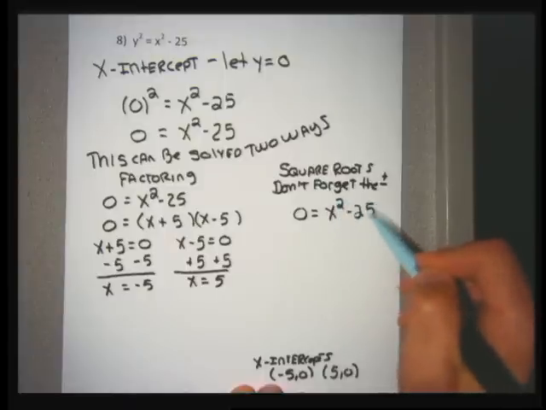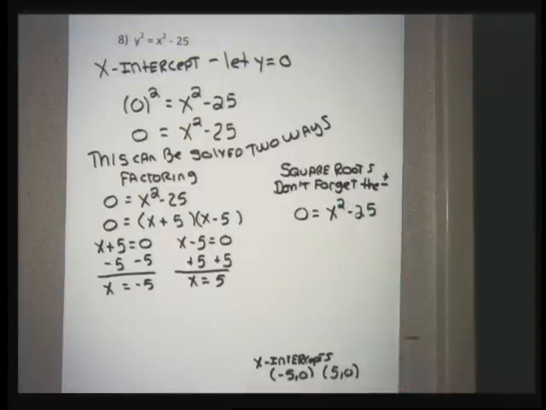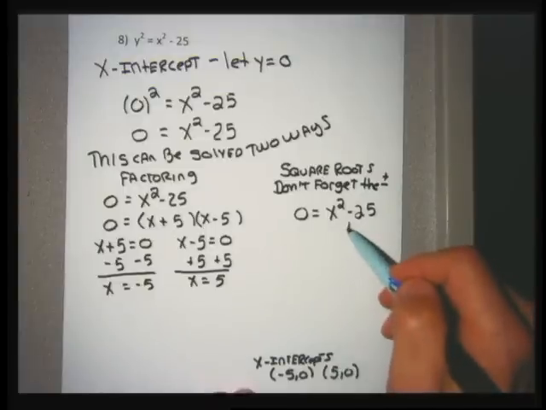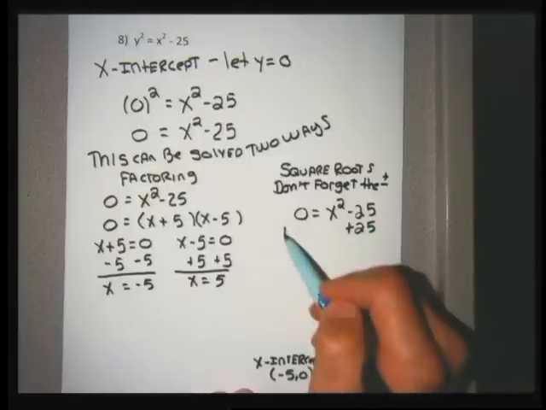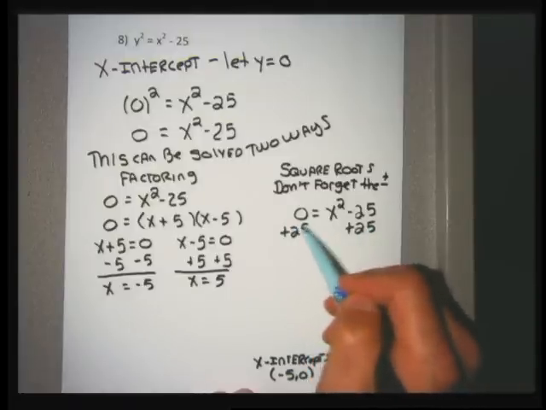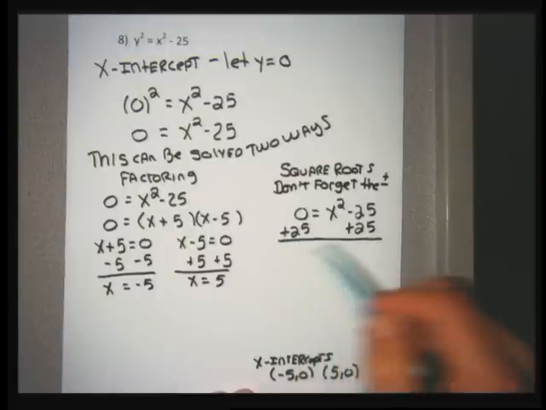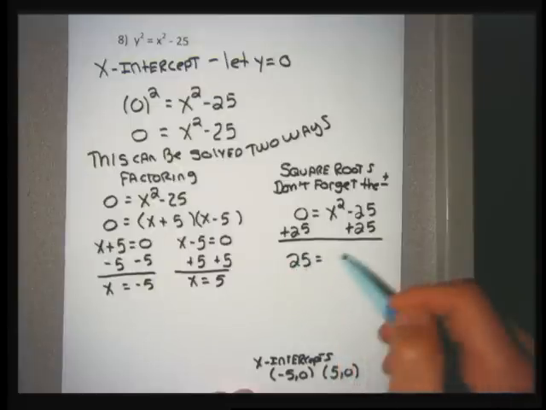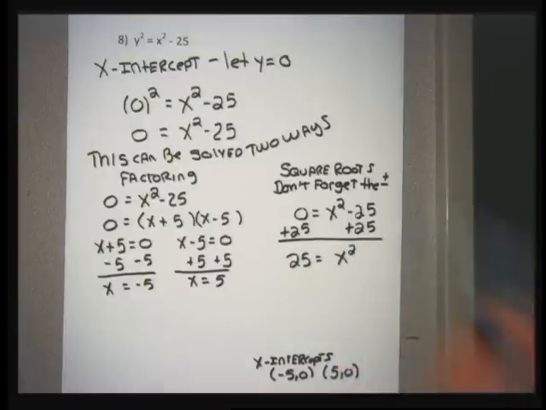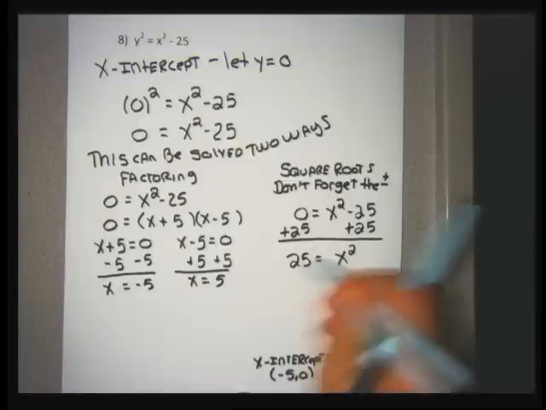Solving with square roots only works when there's one letter. It doesn't work when there's two letters. So if this was like x squared plus 5x minus 25, if there were two letters, I couldn't solve with square roots without completing the square, and that I don't want to do. So to solve with square roots, unlike solving by factoring, you need to isolate the term with the square, get the number on one side, the letter that's squared on the other side, and then square root plus or minus square root.